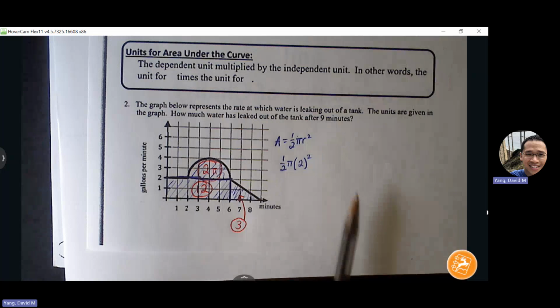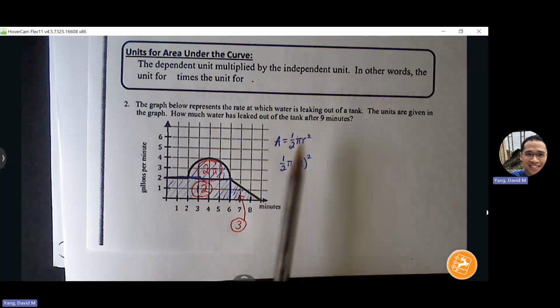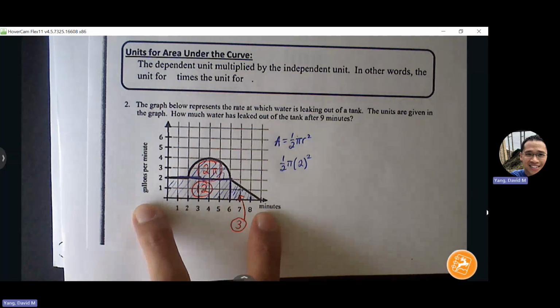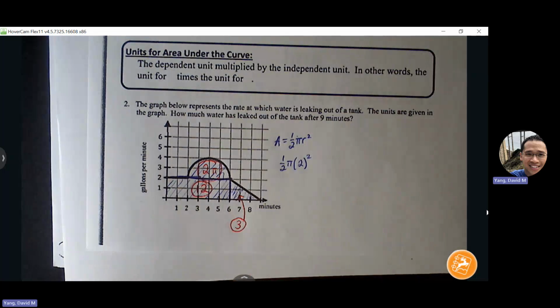So if I want to find how much water has leaked out, I just add all this up. And my new units will be what? Gallons. Just gallons. Gallons per minute times minutes will just become gallons.